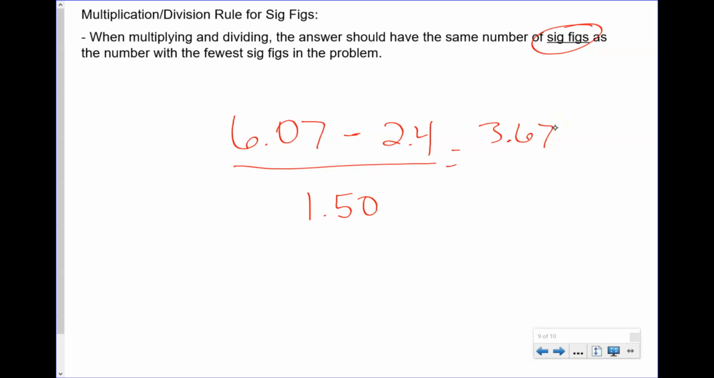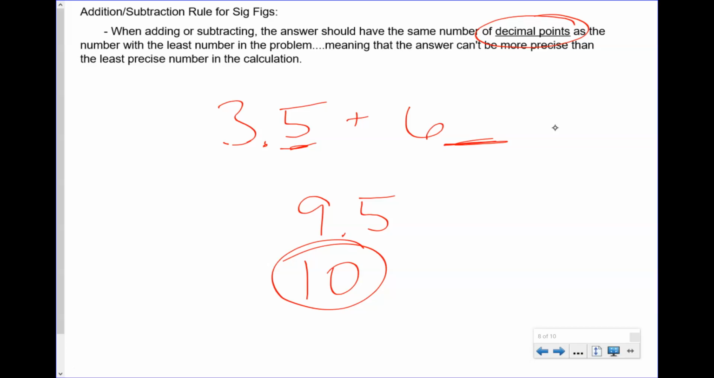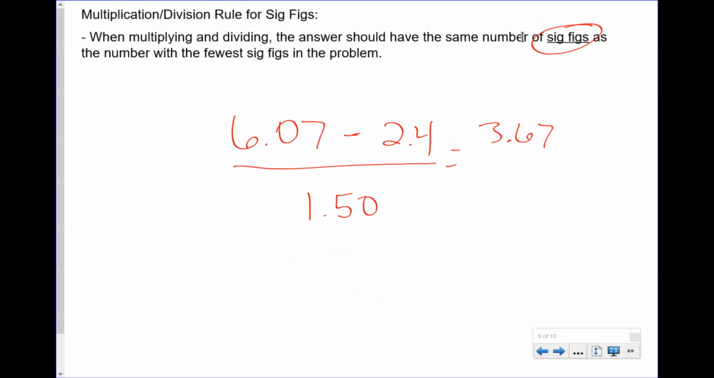But that's a subtraction problem, so I've got to make sure I follow the significant figure rules for subtraction. My answer has to have the same number of decimal points as the fewest number in the problem. So if I look at my decimal points, 6.07 has 2 decimal points there, and 2.4 has 1 decimal point there. So I have to round my answer over here to 1 decimal point. So obviously that's going to be 3.7. I'm going to go ahead and change that to 3.7.